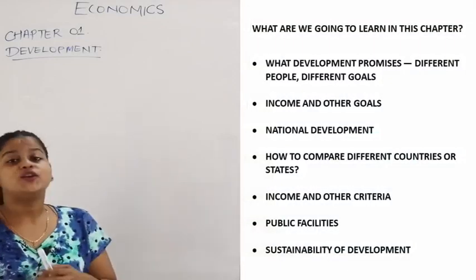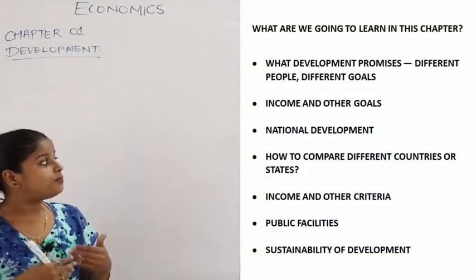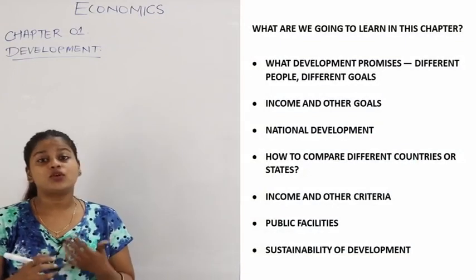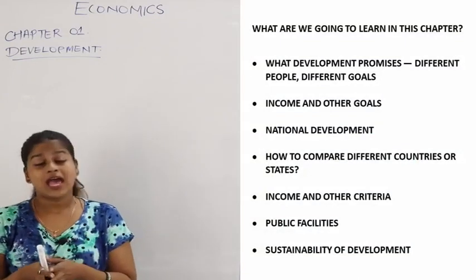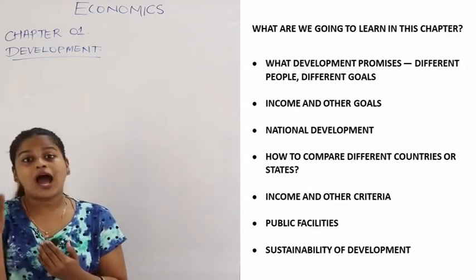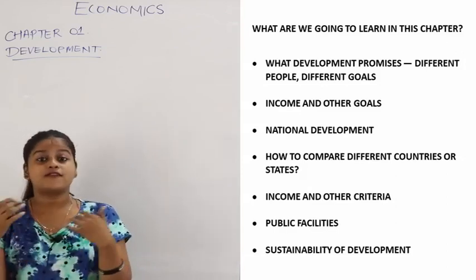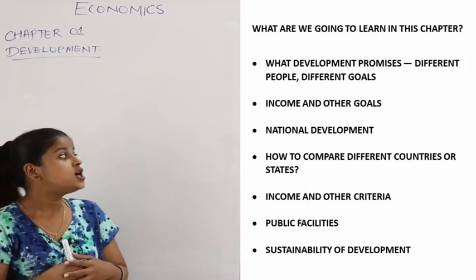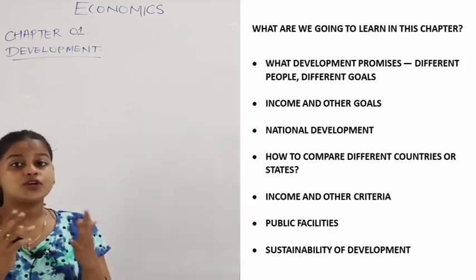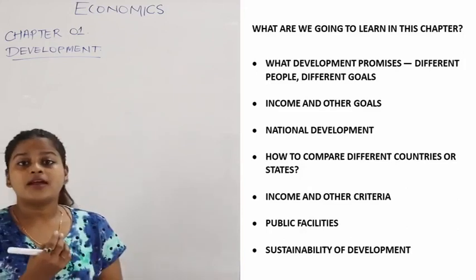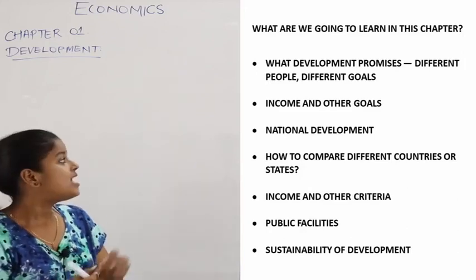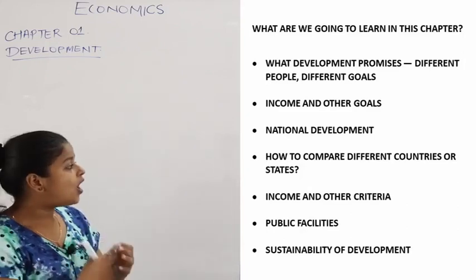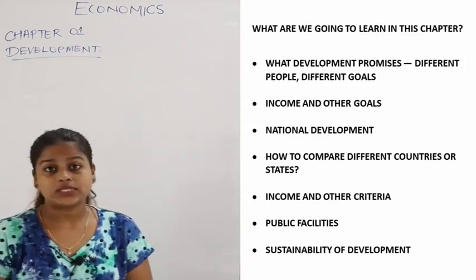So what we are going to learn in this chapter is what development promises, and different people with different goals. As I already mentioned, your aspirations and desires about the country would be different from mine, and different for your partner and your friend. We are going to learn about that, and also how we can compare them. Then we will learn about income and other goals. Next, we will learn about national development, how the nation gets developed, and then how to compare different countries or different states.